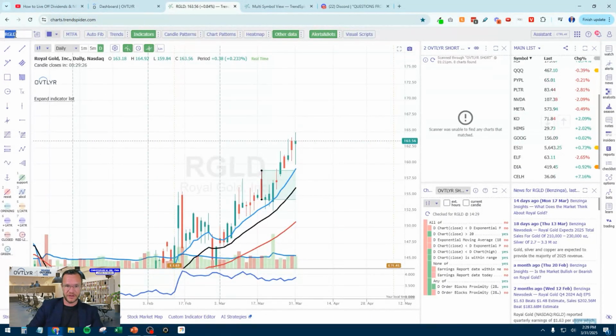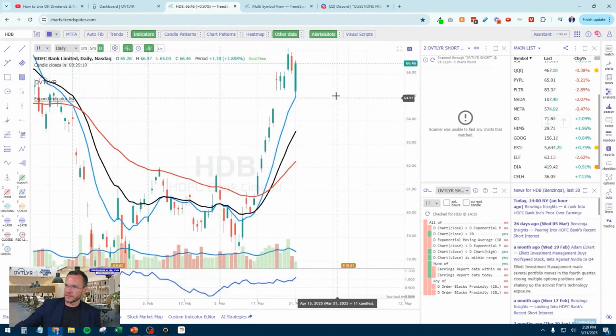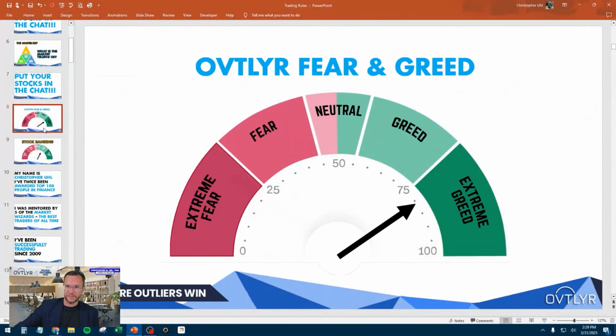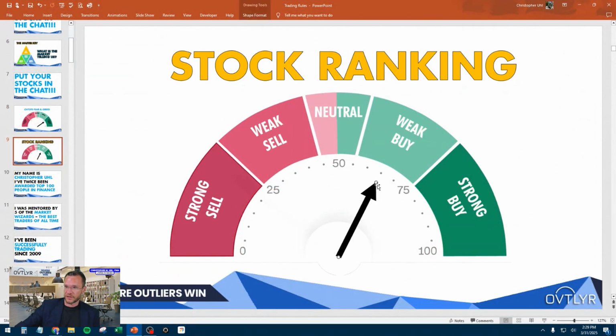And let's look over here, HDB, if there's any order blocks on top of it. There it goes. A little slow. Yeah, there is one, right around 67. Now could be a great time to take some profits off the table on HDB. So for that one, I'm going to give it a weak sell.